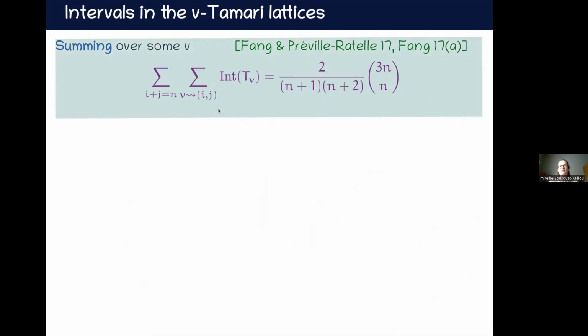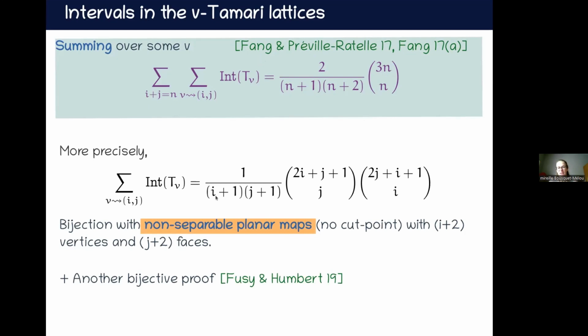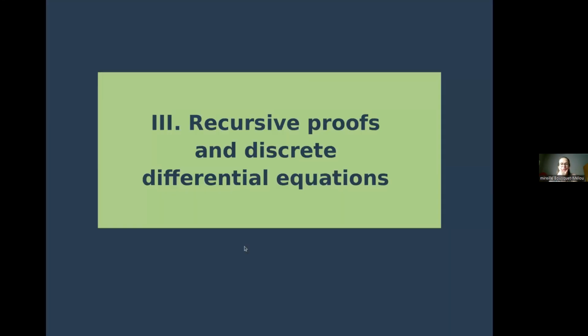And, well, this is doable both recursively and bijectively. And this is how Wenxie and Louis-François found, again, a nice map formula for the total number of these intervals. And in fact, there's a refinement where you just fix the endpoint of the base path. And these numbers are known to count non-separable planar maps with a fixed number of vertices and faces. Okay, so that's another very nice occurrence of maps in Tamari intervals.